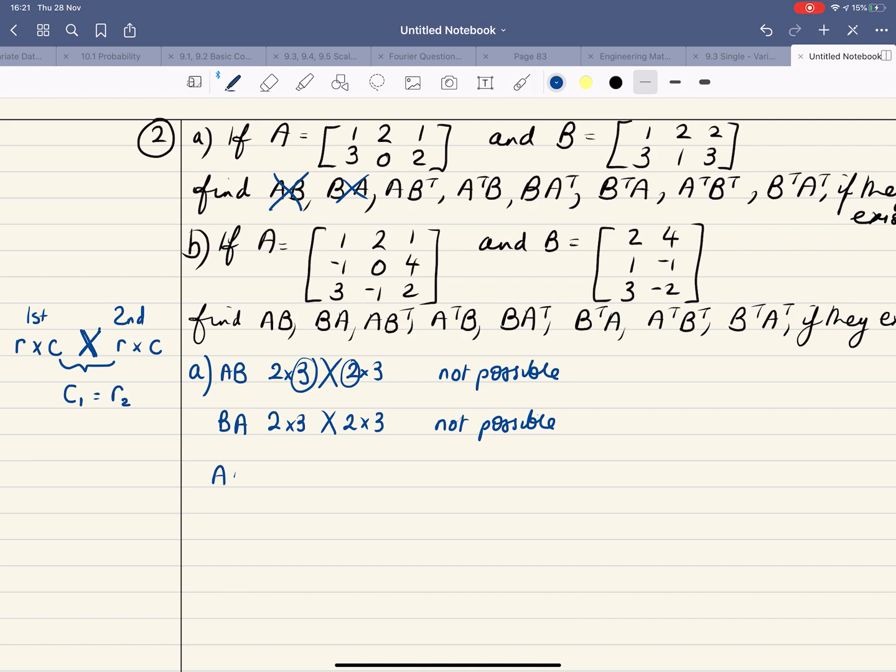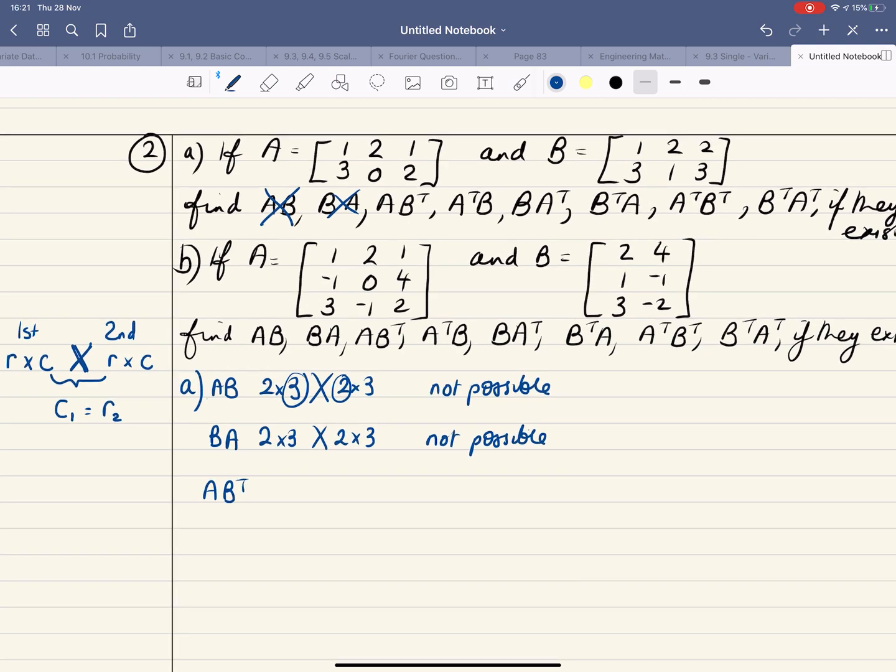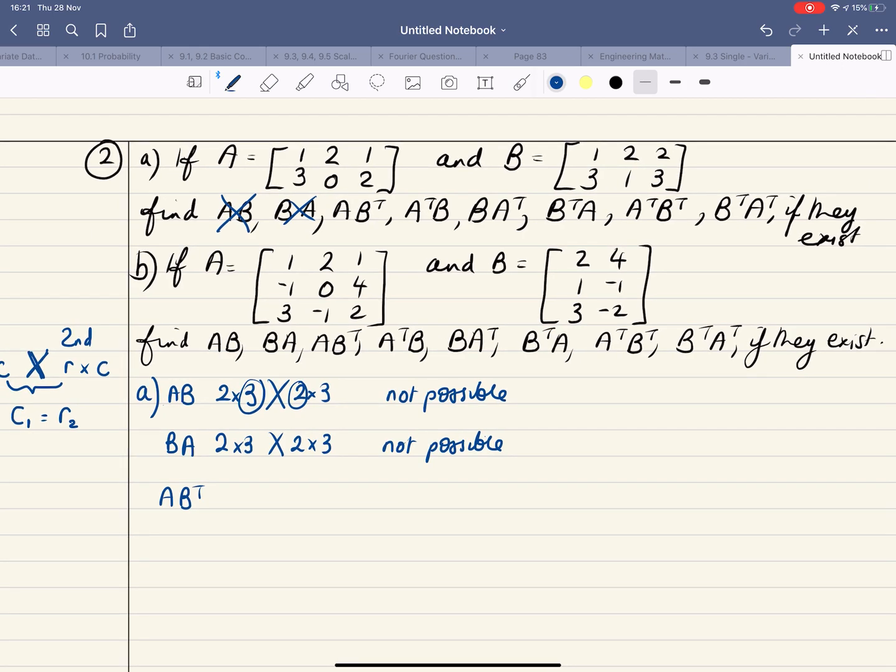Now, AB transpose. We do need A and B transpose in all this. So I've got A up there, and A transpose, 1, 2, 1, 3, no, this is just for reference when they come in a bit. And B transpose is 1, 2, 2, 3, 1, 3. So AB transpose: A is 2 rows, 3 columns. B transpose is 3 rows, 2 columns. So that one, we can do that one.